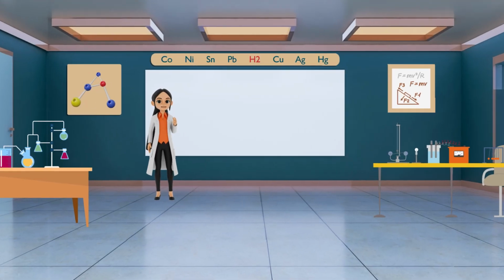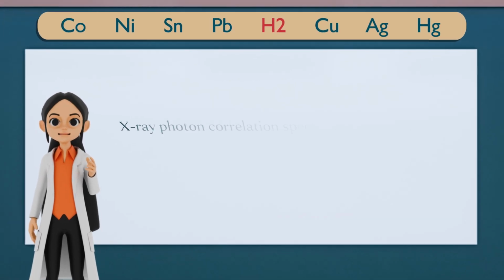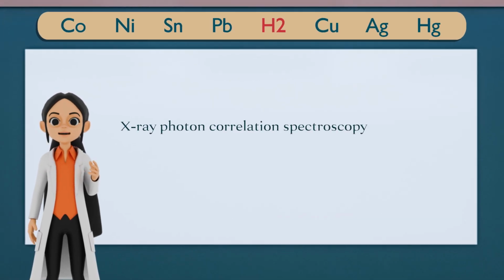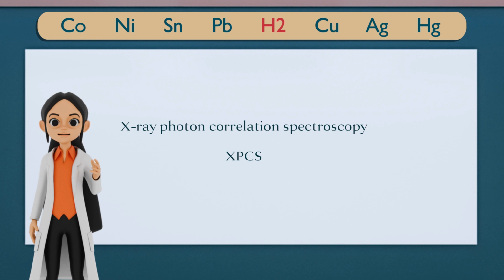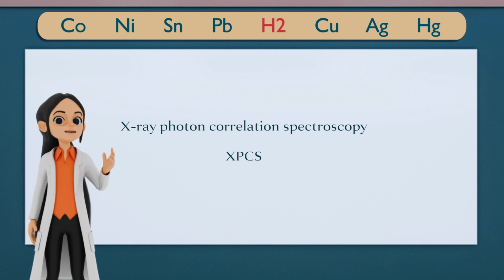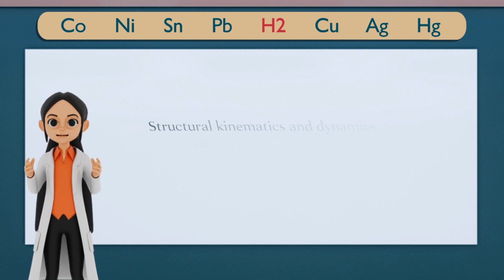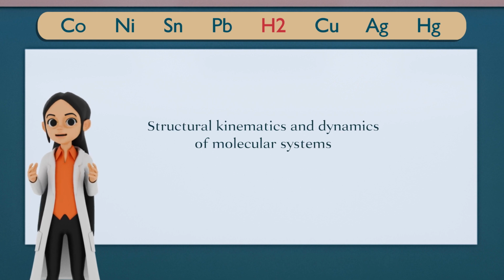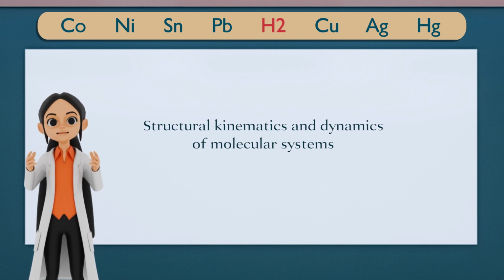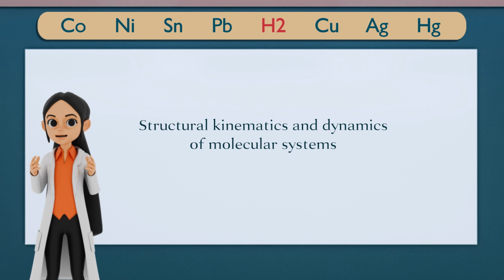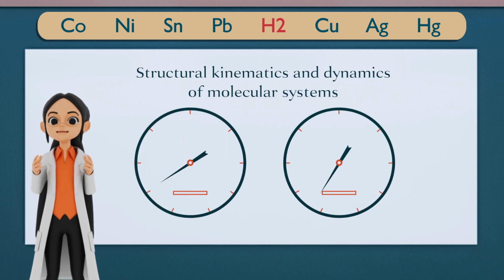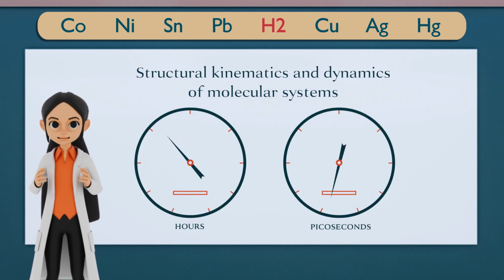In this video, I will give you an explanation of the basics of X-ray photon correlation spectroscopy, or XPCS for short, and how we can use this technique to get information about the structural kinematics and dynamics of molecular systems on time and length scales that are typically on an atomic scale. Time scales from hours to picoseconds are accessible.